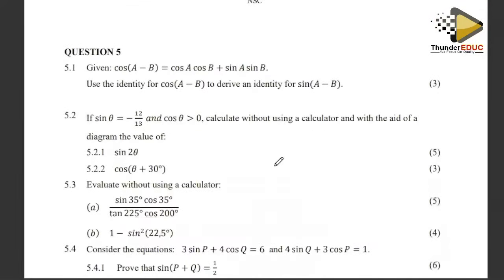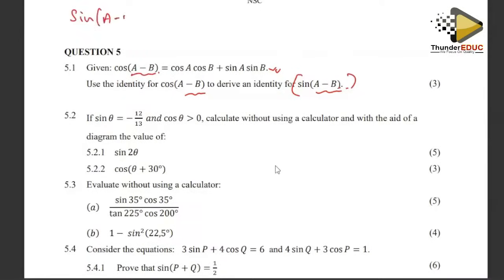Question 5, which is the trig. Okay, they're telling us we are given the cos of A minus B, this compound angle formula or identity. Use the identity for cos(A minus B) to derive one for sine. So this thing is quite easy. The only thing you have to do is, how do I obtain a sine(A minus B) from a cos? So it's all about using a 90 formula or the complementaries.